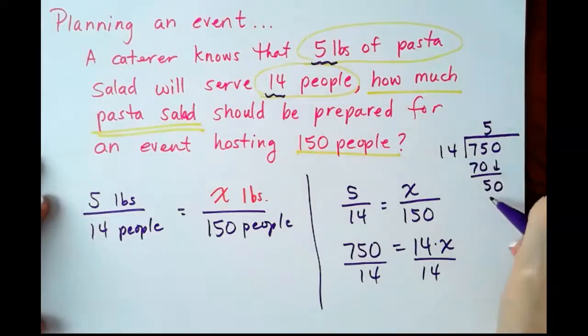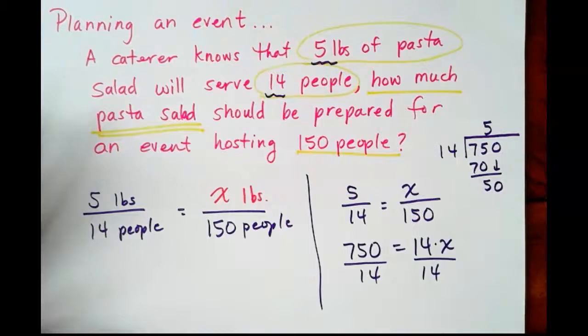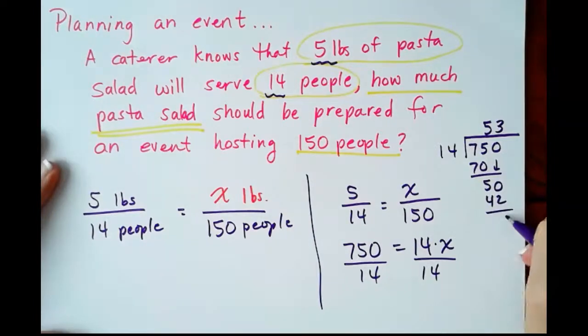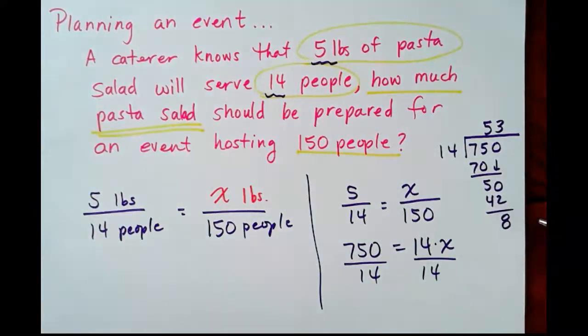Bring down the 0. 14 goes into 50. 14 twice is 28. 14 4 times is 56. So 4 is too many. Let's go 3. That's 42. And 8 left over. Now, think about this for just a moment.